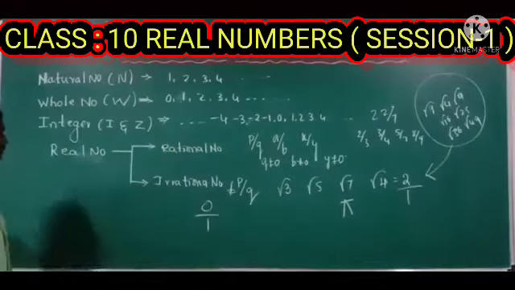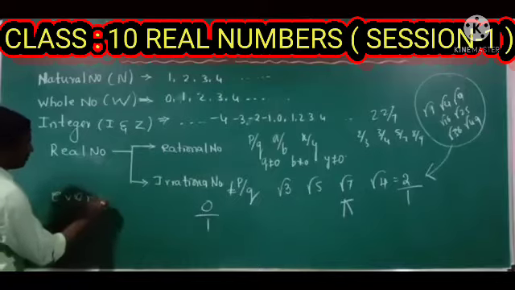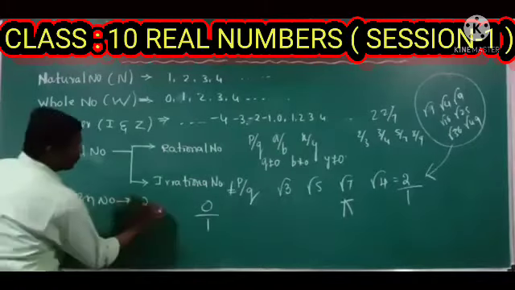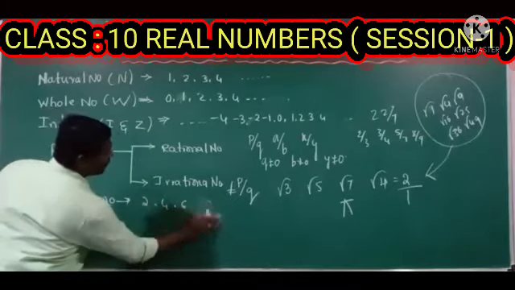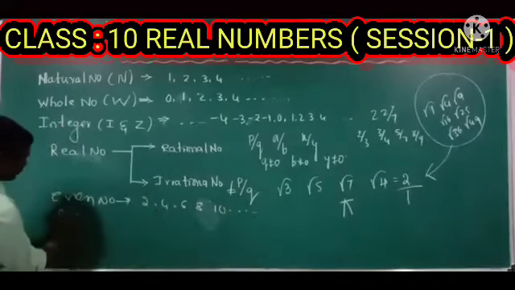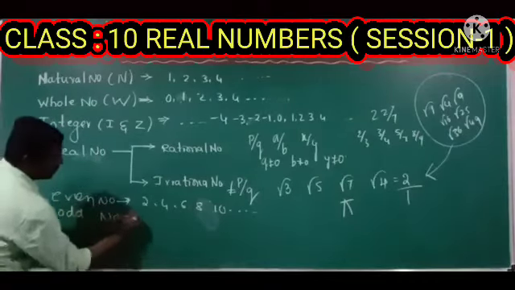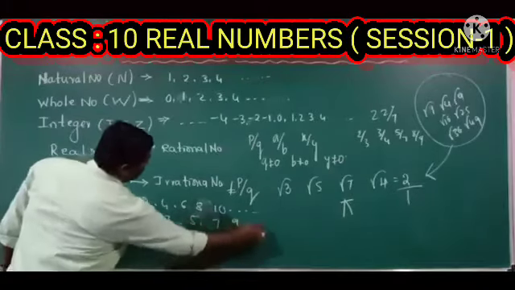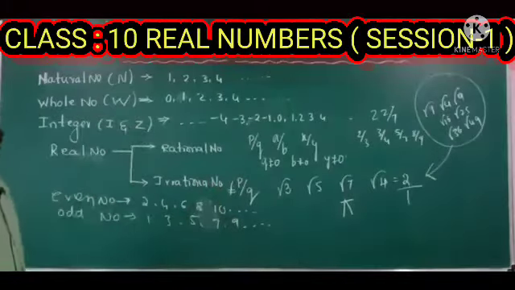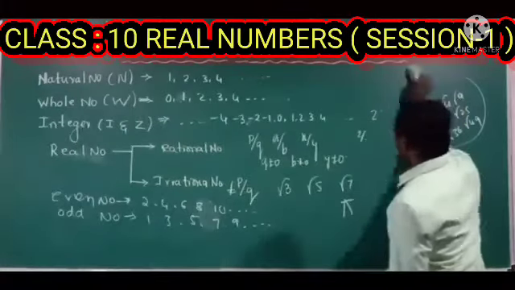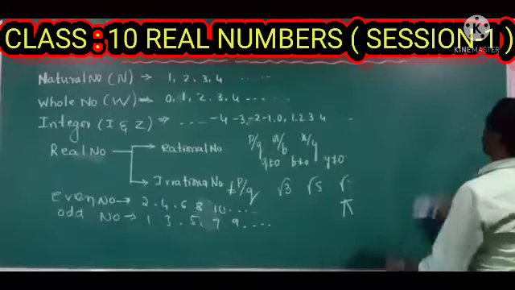So we already know the even numbers. Examples of even numbers, this is just basics, 2, 4, 6, right, 8, 10. So these are the even numbers. Next one, odd numbers. What are the odd numbers? 1, 3, 5, 7, 9. These are the odd numbers. Now one more concept is there, that is prime numbers.